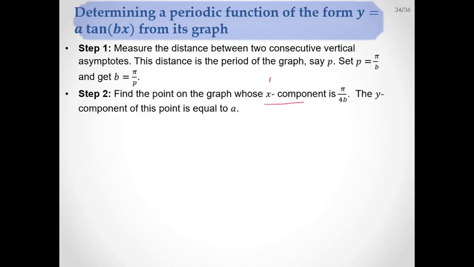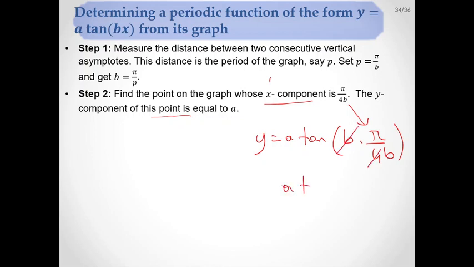Find the point on the graph whose x component is pi over 4b, and then the y component of this point is equal to a. So here's the idea here. Why are we doing this? If you put b times x as pi over 4b, then you will get tangent of pi over 4, which is 1, so you will get the value a. So the y component will be equal to the a value.